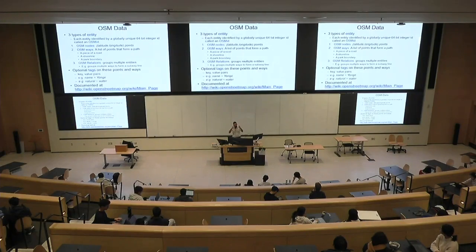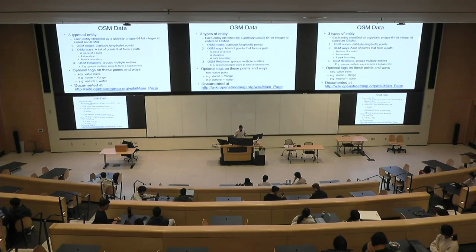And the third one, which is the more complicated one, is called an OSM relation. An OSM relation is a group or a collection of all of the above entities. So it can be a group of multiple OSM nodes or multiple OSM ways or even other relations. For example, a big park like Hyde Park will be represented by an OSM relation that consists of multiple smaller OSM relations, because there are streams, ponds, etc. inside the park. Each one of these is called an entity.